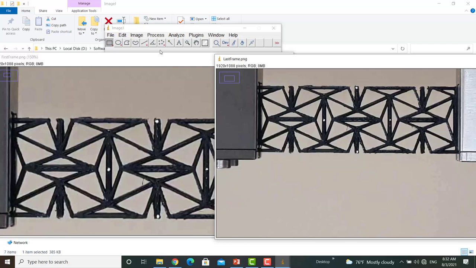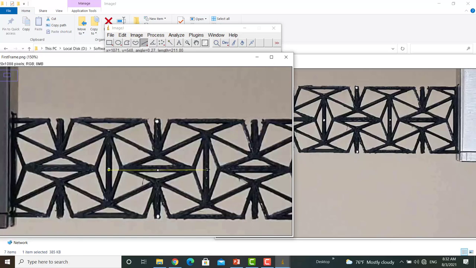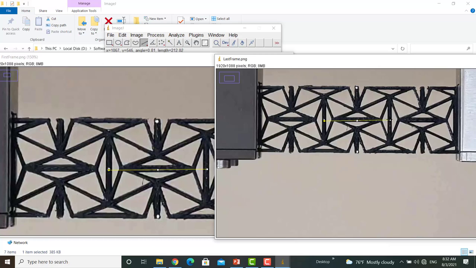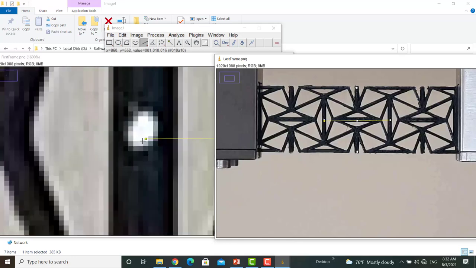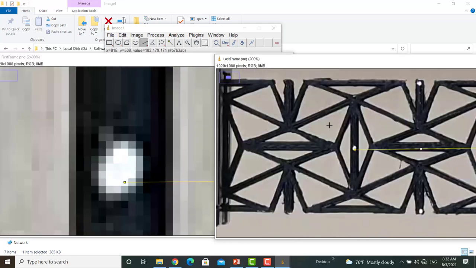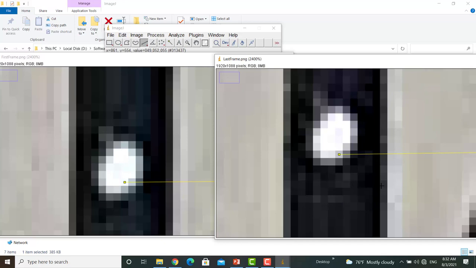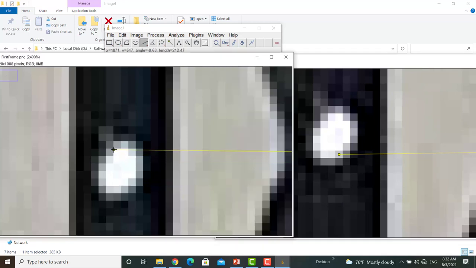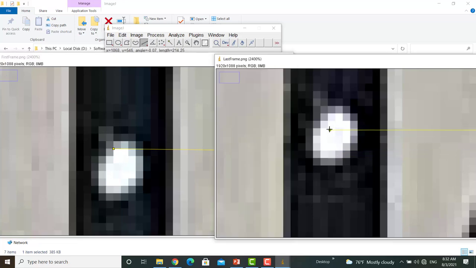Now we create a line between these points. At first, a horizontal line in both of the pictures, which helps us to calculate the strain in the x direction. It's very important to locate the ends of the lines in the same position in both pictures. We should really take care about locating the end of the lines to be exactly the same in both pictures.